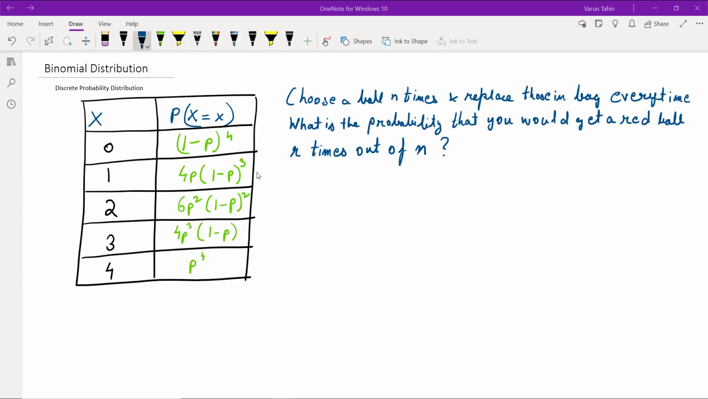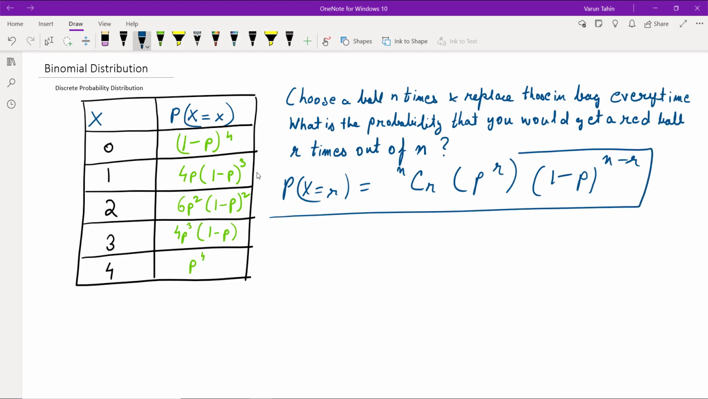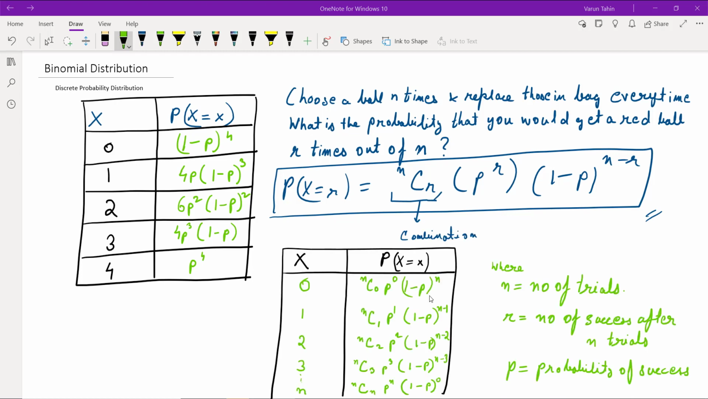Now let's say that we choose a ball n times and replace it in the bag every time. What is the probability that you'll get a red ball r times out of n? Seeing the equation, we can clearly observe that it is nCr P raised to power r (1 minus P) raised to power n minus r. So guys, this is the equation for binomial distribution, which fits here exactly, where nCr is the combination. Using this equation, we can substitute the values for x and calculate the probability, and you will see that these values exactly match the table here, such that n equals the number of trials, r is the number of successes after n trials, and p is the probability of success.